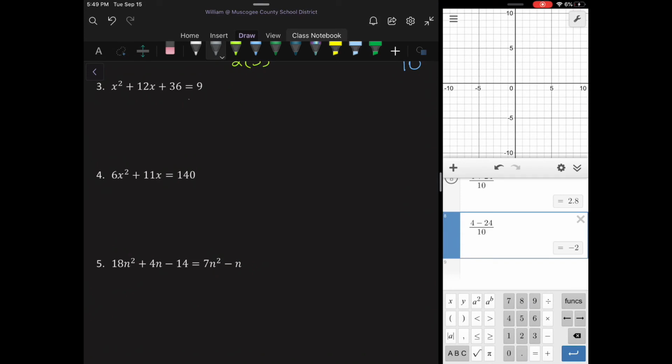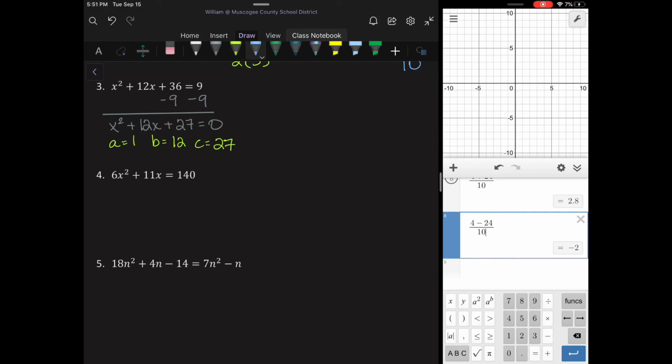So here on number 3, this one's a little bit different. This quadratic equals a number. So when we use quadratic formula, we want the quadratic expression always to equal 0. So we're going to take this negative 9 and move it over to the left. And this gives us x squared plus 12x plus 27. Now what we'll do is we will go ahead and label our A, B, and C. And we will solve this equation.